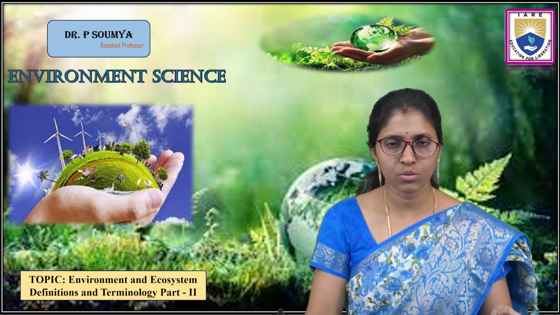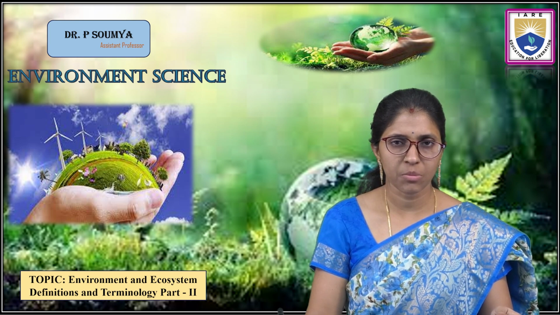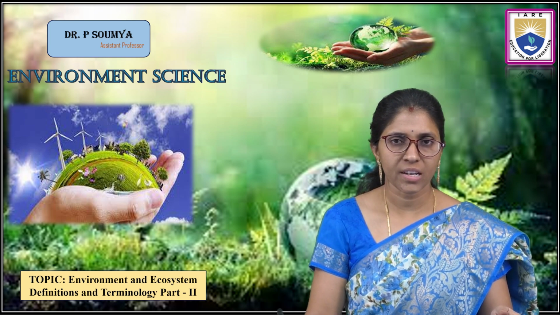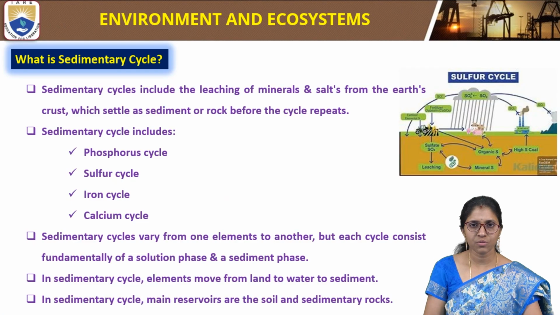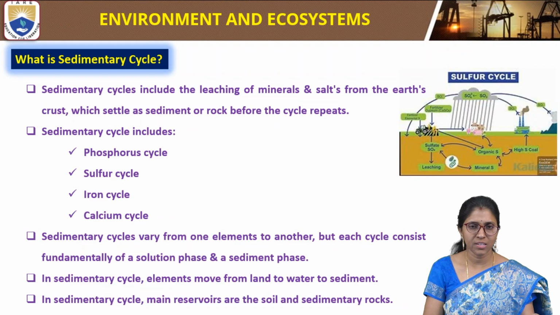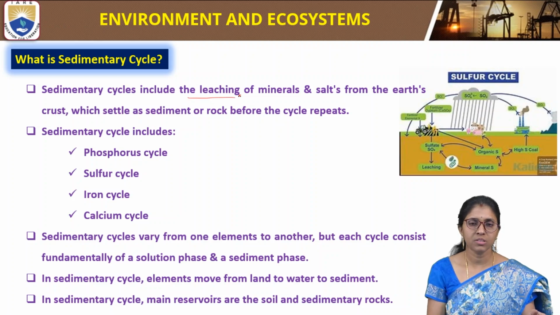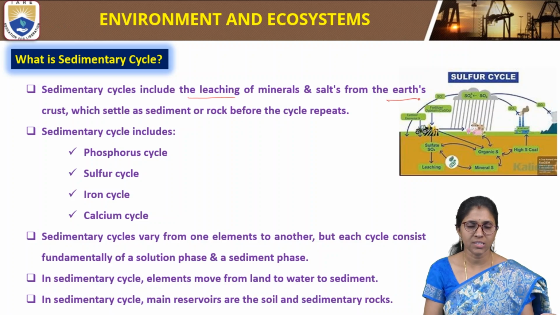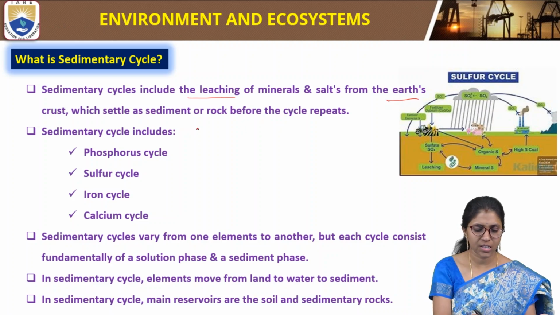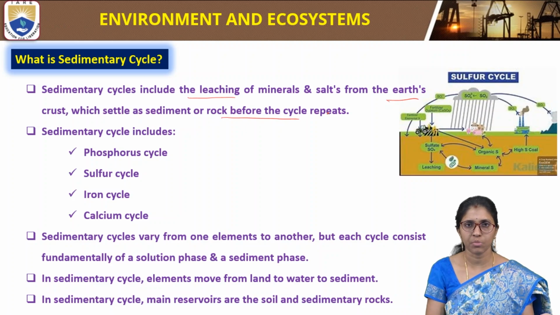In this session, I am going to discuss definitions and terminology of environment and ecosystem, part 2. So the first question is, what is the sedimentary cycle? The sedimentary cycle includes the leaching of minerals and salts, the movement of minerals and salts from the earth's crust, which settle as sediment or rock before the cycle repeats.